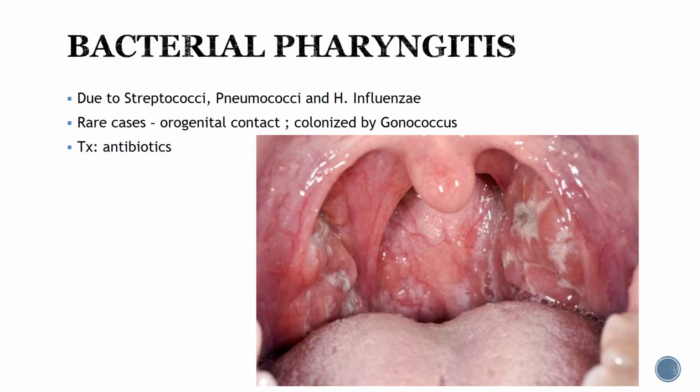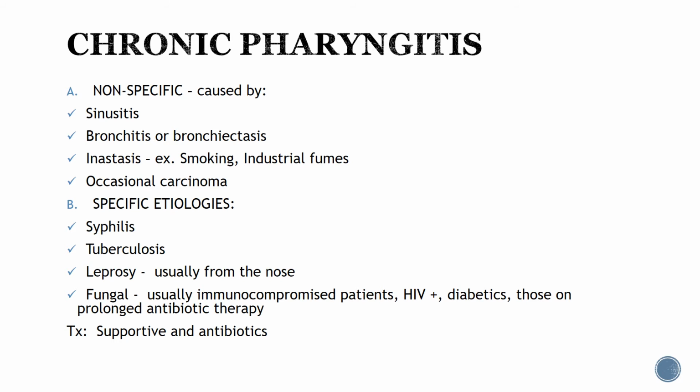Bacterial pharyngitis can be due to streptococci, pneumococci, and Haemophilus influenzae. Rare cases are from orogenital contact, which is colonized by gonococcus. So treatment is antibiotics. Chronic pharyngitis is non-specific, and this is caused by sinusitis, bronchitis, or bronchiectasis, which are from smoking or industrial fumes, and occasionally carcinoma.